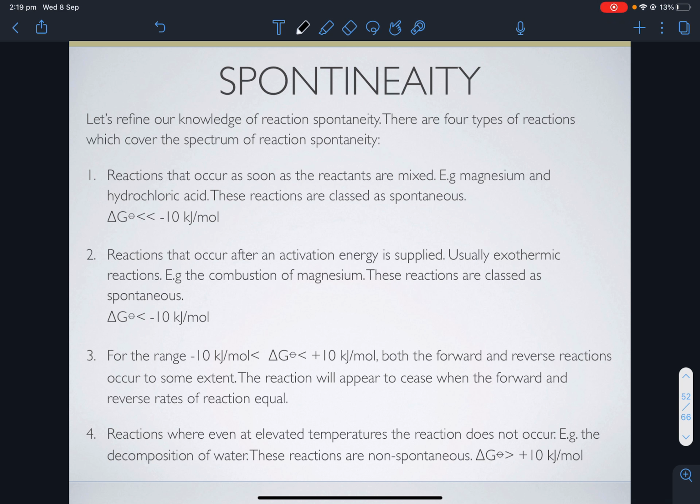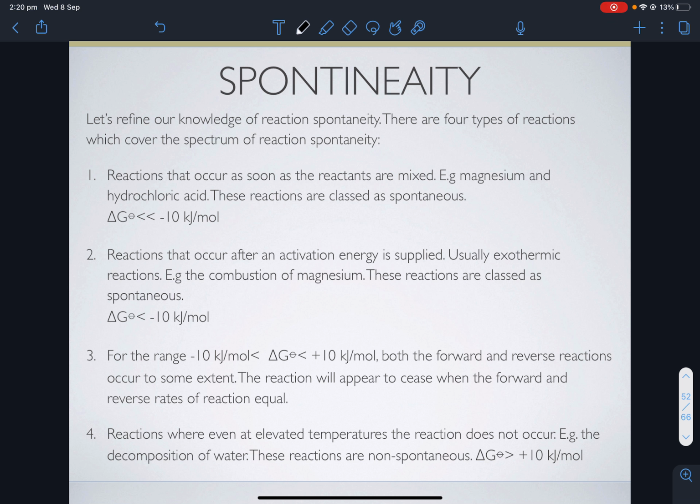Okay, let's delve a little bit deeper into spontaneity here, and let's refine it. There are four types of reactions which cover our spectrum of reaction spontaneity. Previously, we just learned Gibbs free energy. If it's less than zero, it's spontaneous. If it's greater than zero, it's non-spontaneous. Let's refine that a bit more.